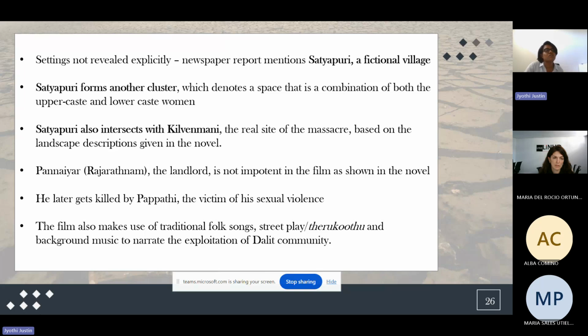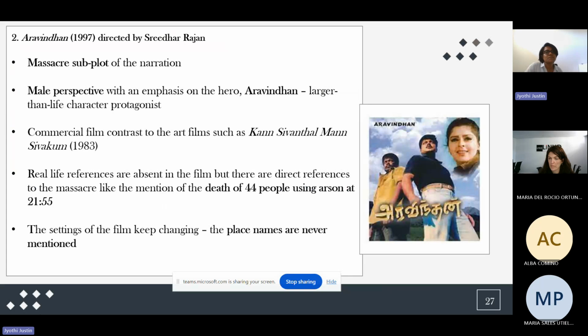So Satyapuri, the fictional space, also intersects with Kilvenmani, and this is another cluster that we got where the female survivors are mostly concentrated. Aravindan is also another narrative that is mostly written from a male perspective.